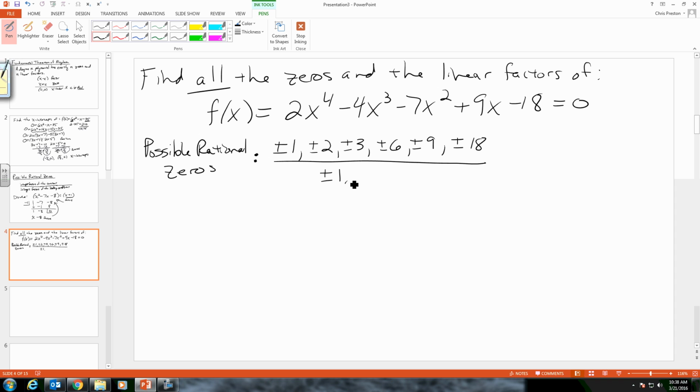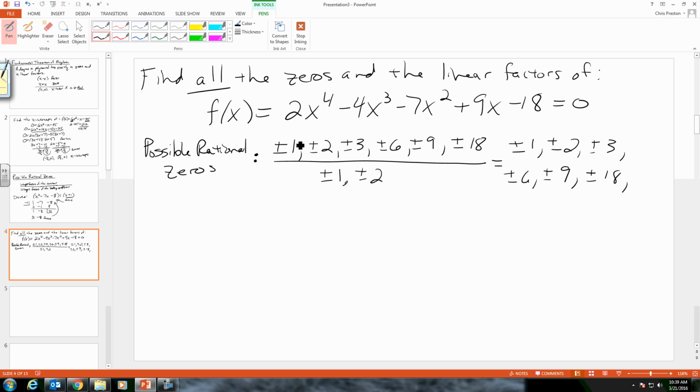Over the numbers that could be in the denominator. So 1 goes into 2. Again, we're looking at the leading coefficient, this 2x to the 4, 2. And 2 goes into 2, positive and negative. So if I go through this list and make all the different combinations I can, what would I get? Well, 1 over 1 would be 1. 2 over 1 makes 2. 3 over 1 makes 3. 6 over 1 makes 6. 9 over 1 makes 9. 18 over 1 makes 18.